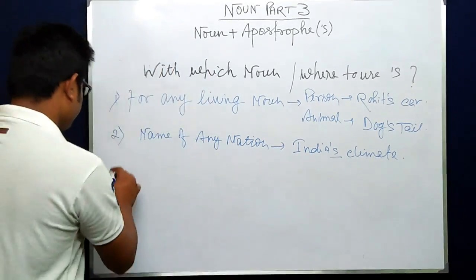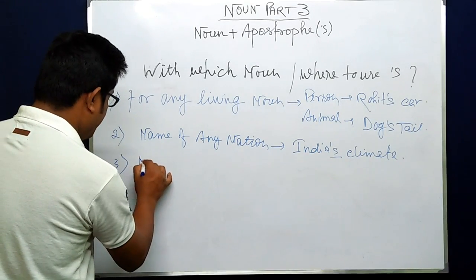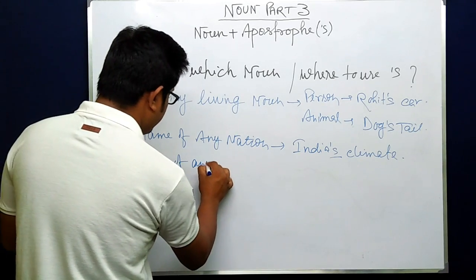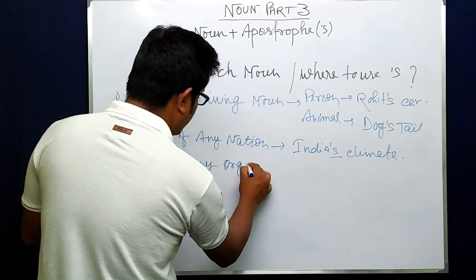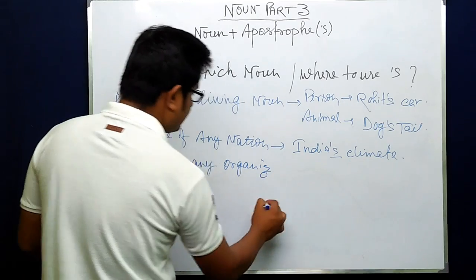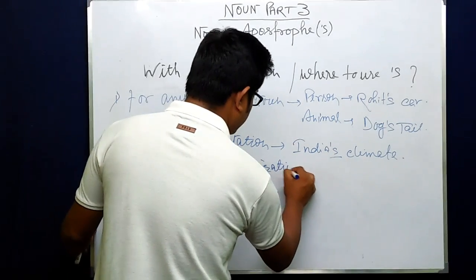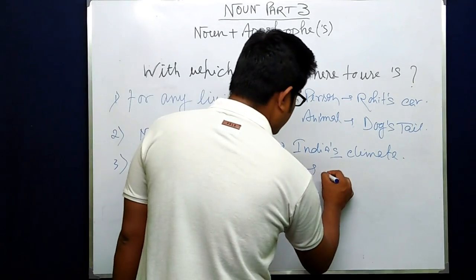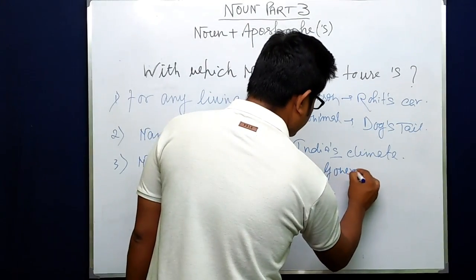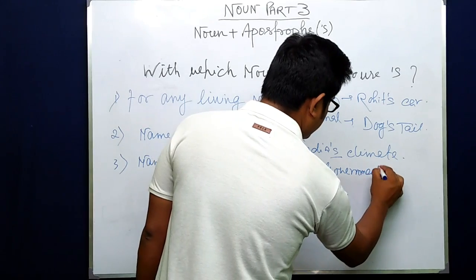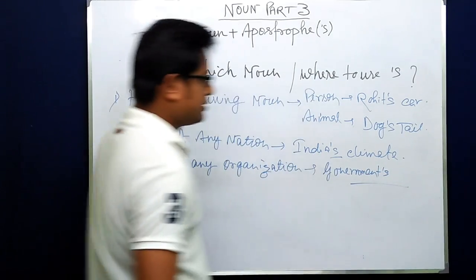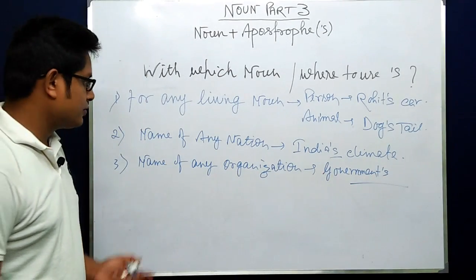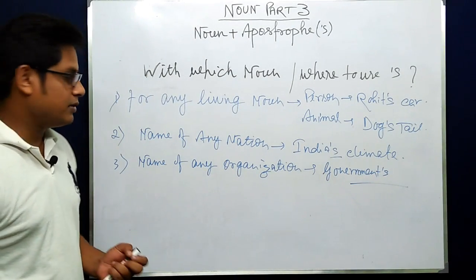Number 3, name of any organization. So you can use government's. Clear? Government is an organization, so you can use apostrophe s with that particular noun.